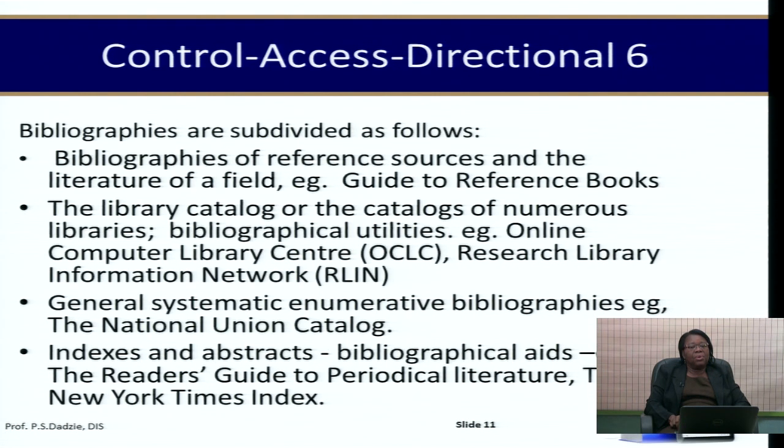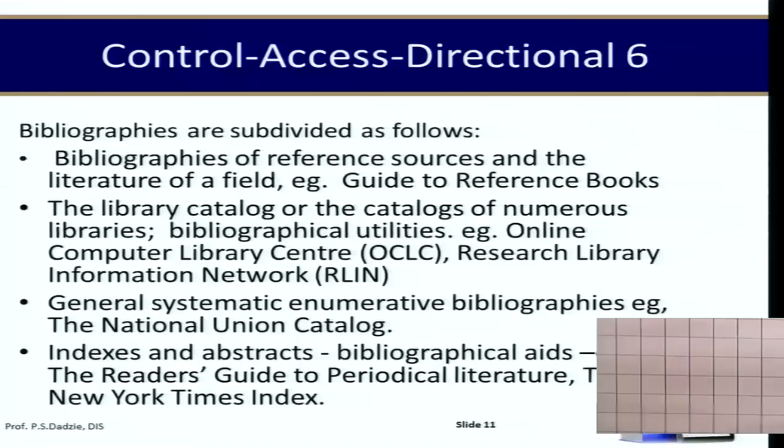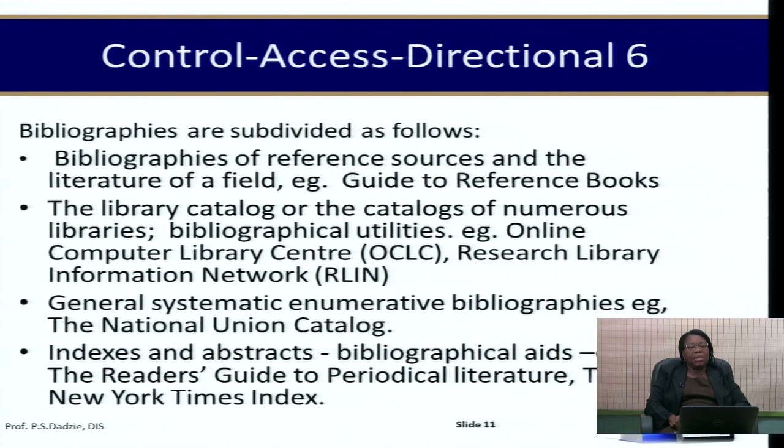Another bibliography is known as the library catalog. I believe all of you have used catalogs, and when you come to the University of Ghana, we even have our catalog, which is online. The catalog enables you to find the materials which are listed in the library. Now, we also have what we call the bibliographical utilities. Examples being the OCLC, which stands for the Online Computer Library Center, as well as the Research Library Information Network, which is also known as RLIN.